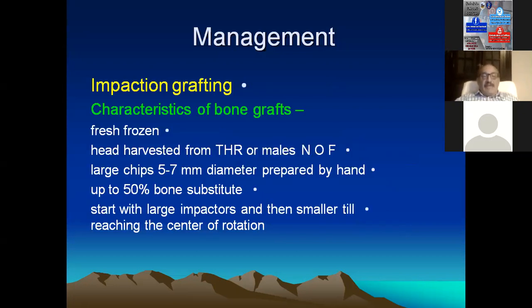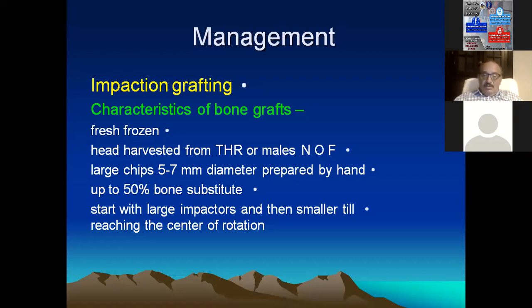There are characteristics of the bone grafts used in impaction grafting. It is usually fresh frozen morselized bone, either from heads of patients who will have total hip replacement, or heads from fractured necks of femurs in males, to have good quality bone. The chips should be large chips, so you need to prepare them by manual extraction by rongeur or whatever. The bone mill is not the best way to have grafts for this technique.